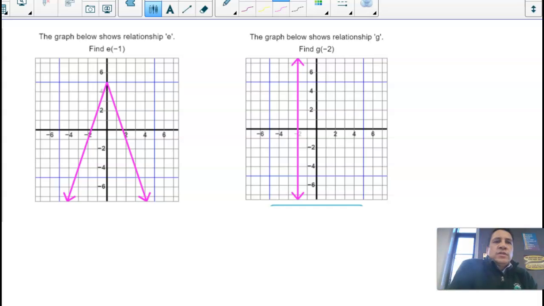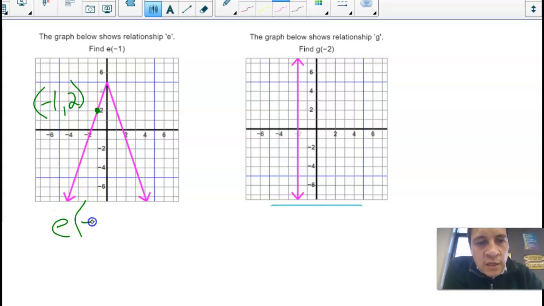All right, I want to show this what e of negative 1 is. So I have this relationship here is e. That's represented by this pink graph here. Is this a function? Sure it is. Passes the vertical line test. Find e of negative 1. So when my input is negative 1, what is the output? Well, here I'm going to go to my graph. I'm going to look at negative 1 on the x-axis. I'm going to see where it intersects with my graph. It intersects right here, negative 1, 2. So e of negative 1 is equal to 2.